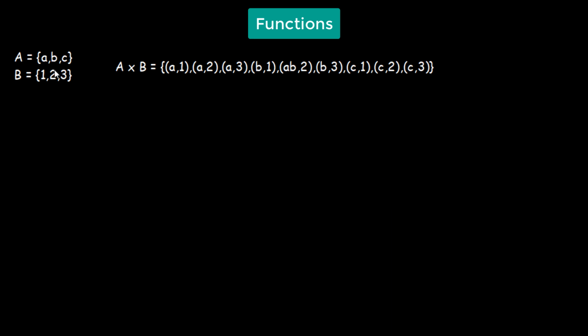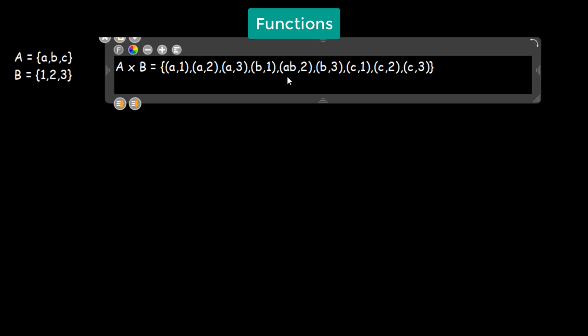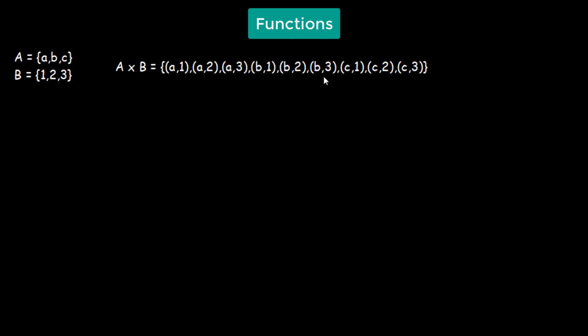So we take the element of set A and form an ordered pair with each of the elements 1, 2 and 3. That gives us a1, a2 and a3. Then we pick up the second element, which is b, from set A, and form an ordered pair with each of the elements of B, which gives us b1, b2 and b3. And finally we pick up the last element from set A, which is c, and form 3 ordered pairs with each of the elements of set B.